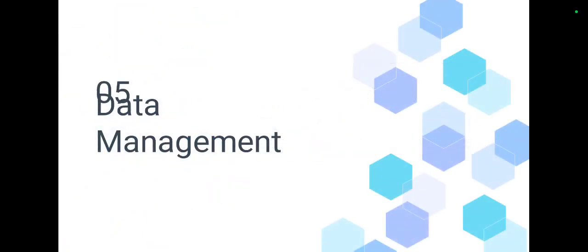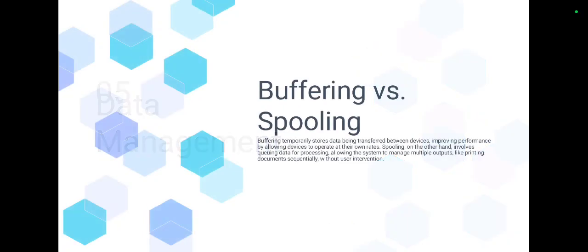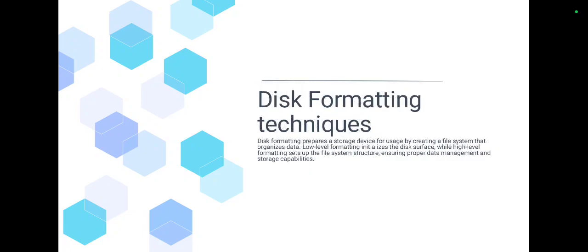In data management, buffering versus spooling are there. Buffering temporarily stores the data being transferred between devices and improves performance by allowing devices to operate at their own rates. Spooling, on the other hand, involves queuing data for processing, allowing the system to manage multiple outputs like printing documents sequentially without user intervention.